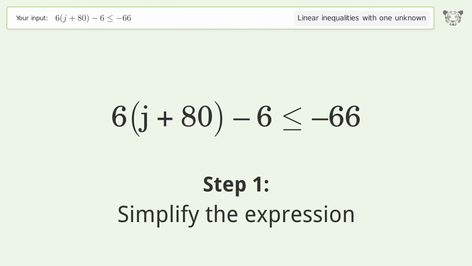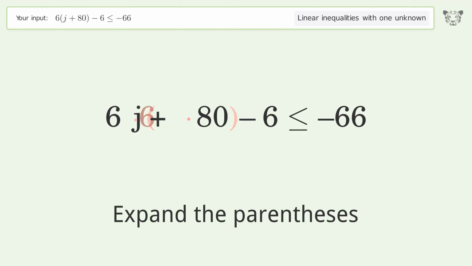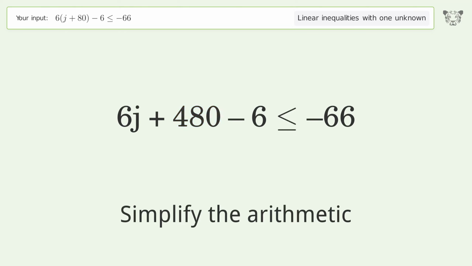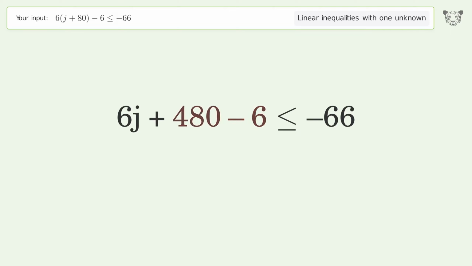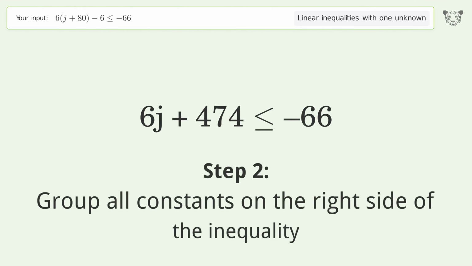Simplify the expression. Expand the parentheses. Simplify the arithmetic. Group all constants on the right side of the inequality.